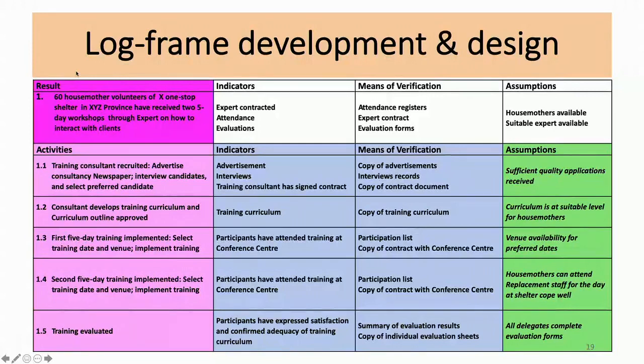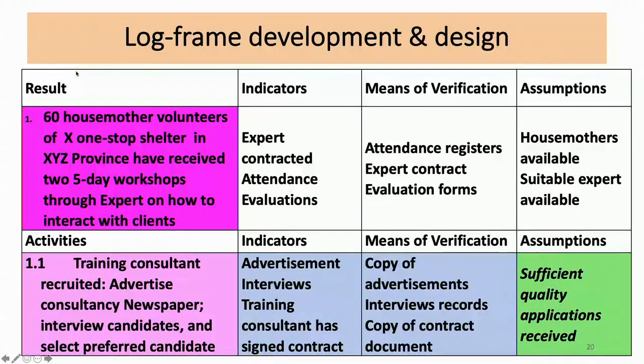Number 1.5, the last activity, training evaluated. We've got evaluation forms. The mothers complete them, and we have the results and the data which can be analyzed, and we can produce a report on the success of the training. Assumption: maybe not all the mothers complete the evaluation form, so we have an incomplete evaluation. So this is an example: we start with a problem, we reformulate it into an objective, we determine which results are required, and we then develop activities which we can implement, measure, and demonstrate our success with evidence.